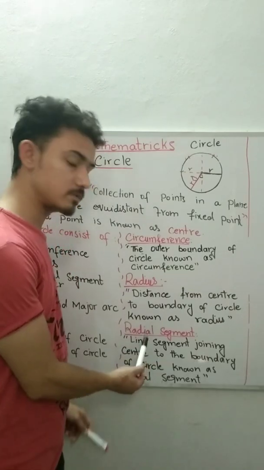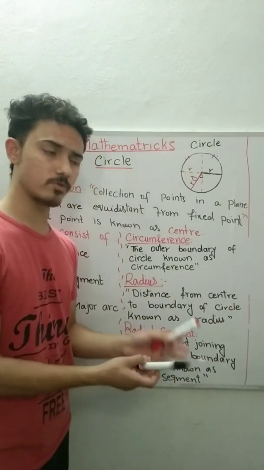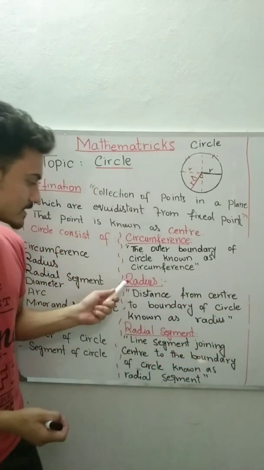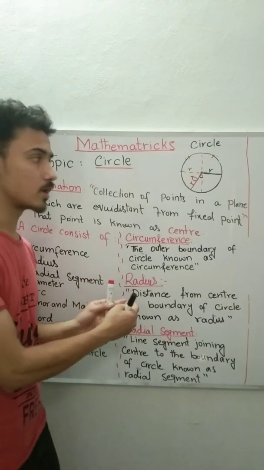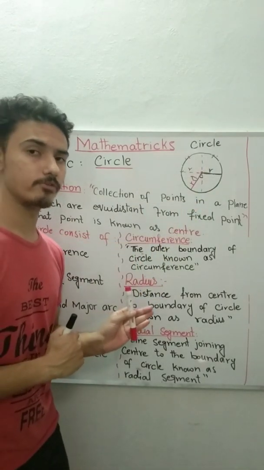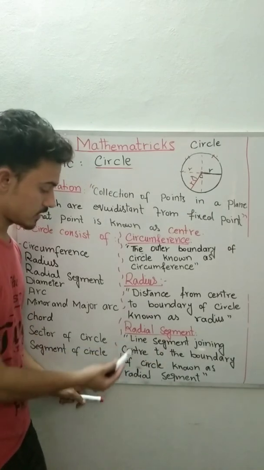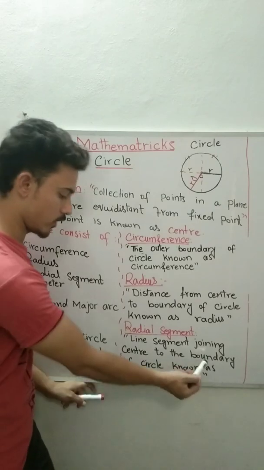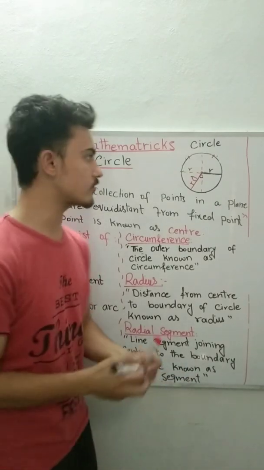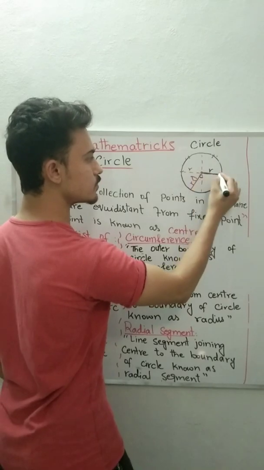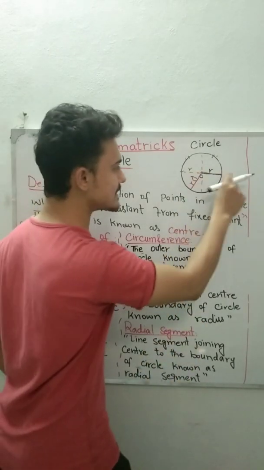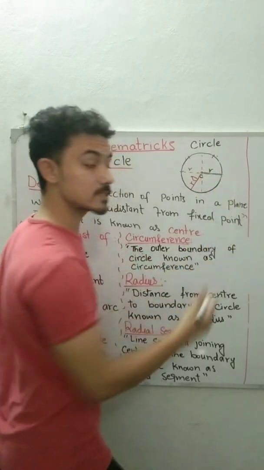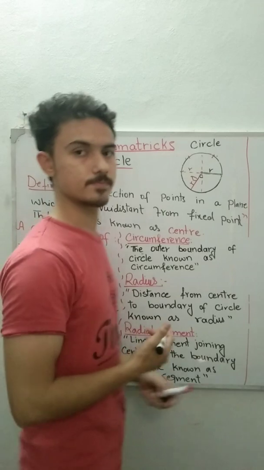Clear? Next is the radial segment, which is quite similar to the radius, because we mostly get some confusion between radius and radial segment. What is radius? The distance from the center to the boundary of the circle is known as radius. What is a radial segment? A line segment joining the center to the boundary of a circle is known as a radial segment. Let me show you a simple difference. The distance from here to here is the radius, but the line segment joining this center to the boundary is known as the radial segment. Hope that's clear.